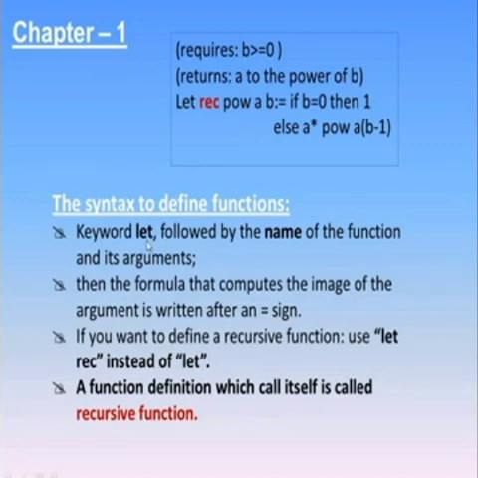So the keyword let is followed by the name of the function and its arguments. Then the formula that computes the image of the argument is written after the equal symbol. If you want to define a recursive function, use the keyword let rec instead of let. The function definition which calls itself is called a recursive function.